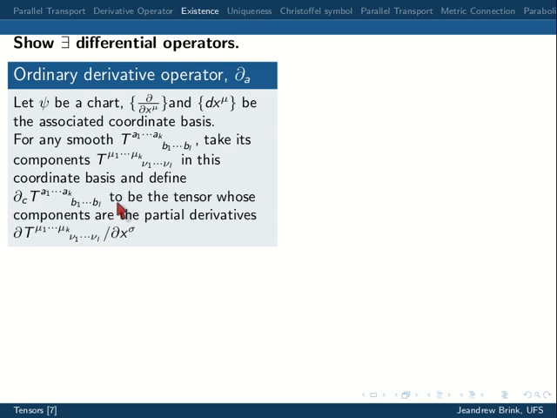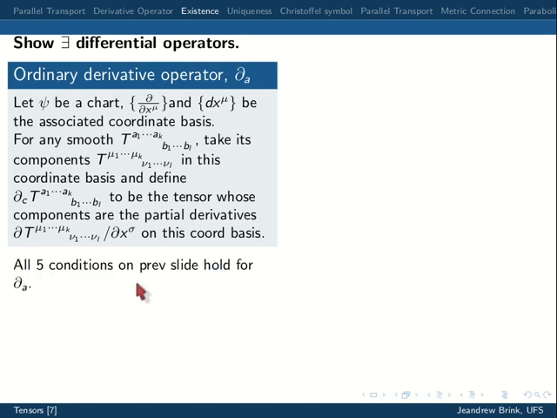Okay? And that I can always do, right? I always can take a set of functions, I can take their derivatives with respect to every single coordinate I have, and then I basically have a tensor, and its components are basically these derivatives. Okay? And what I can show, on a specific coordinate basis, is that that thing actually satisfies all the axioms I've just given. So all 5 conditions on the previous slide hold for dA, right?